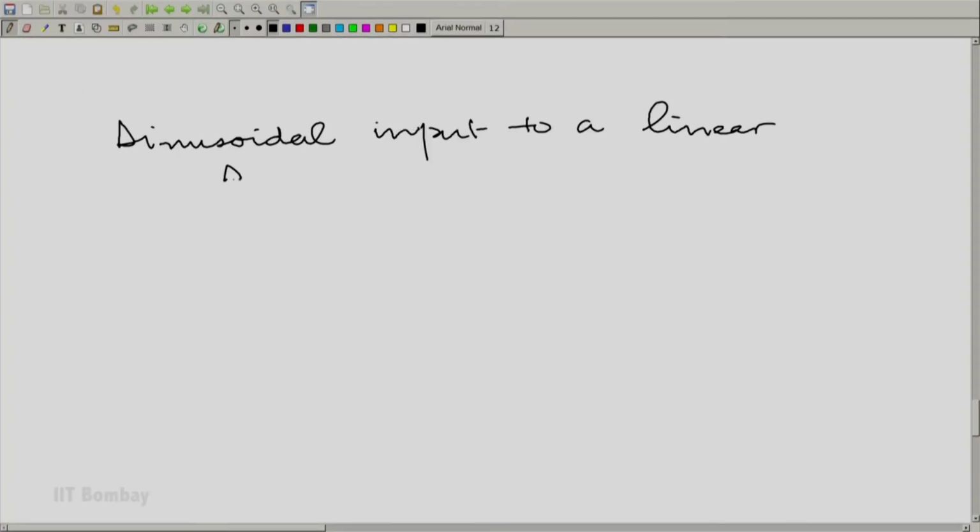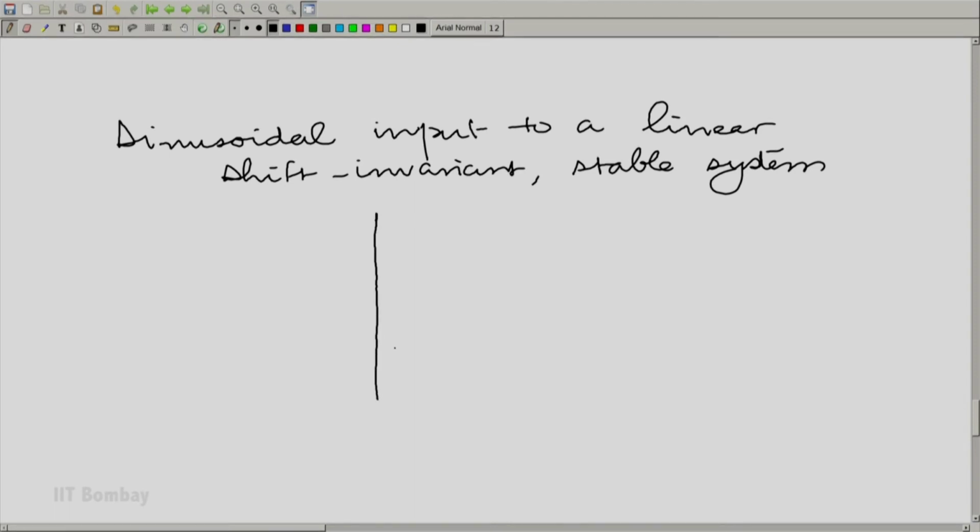Well, why am I saying the system needs to be stable? Because the sinusoidal input is bounded, and if the system is stable, at least I am guaranteed the output is going to be bounded. So, I do not get into trouble in that sense. So, let us assume we have a stable linear shift invariant system, and let us see what happens when I put a sinusoid into it. So, here we go. Sinusoidal input to a linear shift invariant stable system.